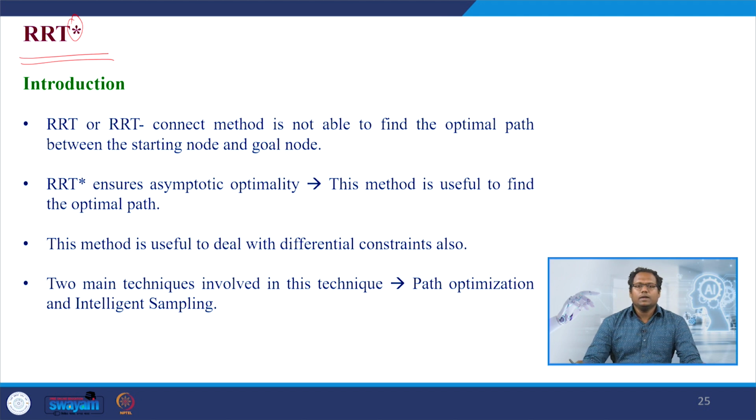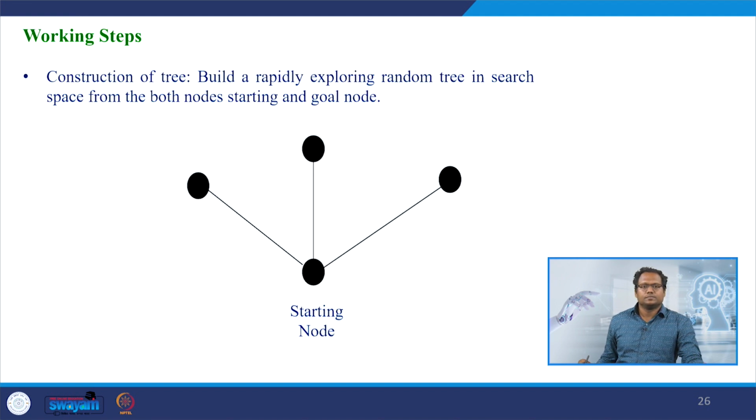There are two main techniques involved in this approach of RRT star. One is path optimization, another one is intelligent sampling. Now, let us see the working steps associated with this RRT star. The first step is the construction of the tree, which is to build a rapidly exploring random tree in the search space from both nodes, that is, the starting and goal node.